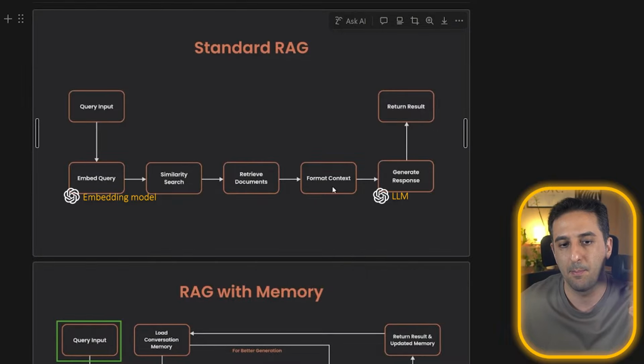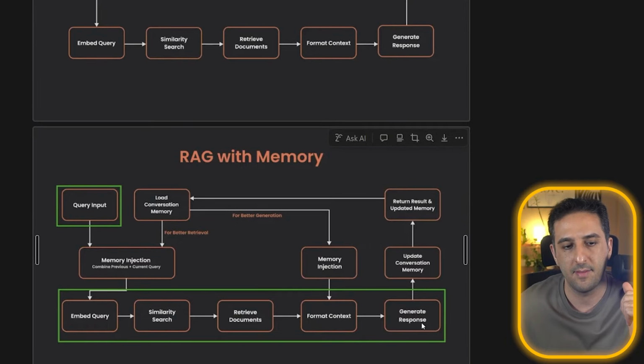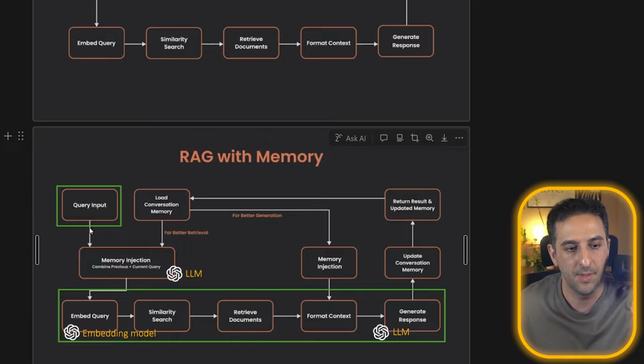And we pass everything to our generator, which is a large language model, and that gives us the response. So this is what we are going to have in this step with the additional memory here. So we have our query input. We have the exact same workflow that I just showed you right here, but let's go through the memory.